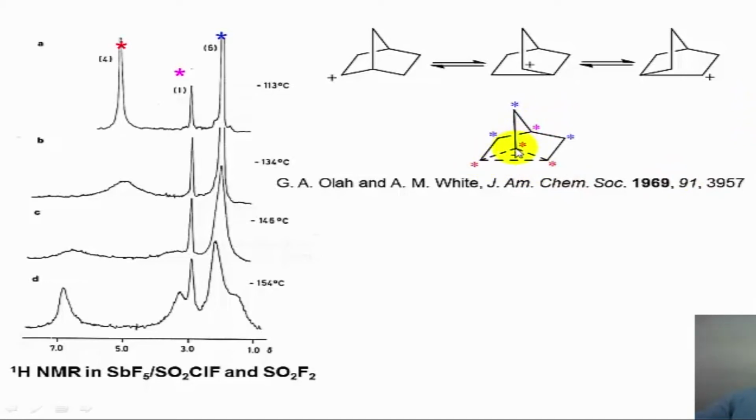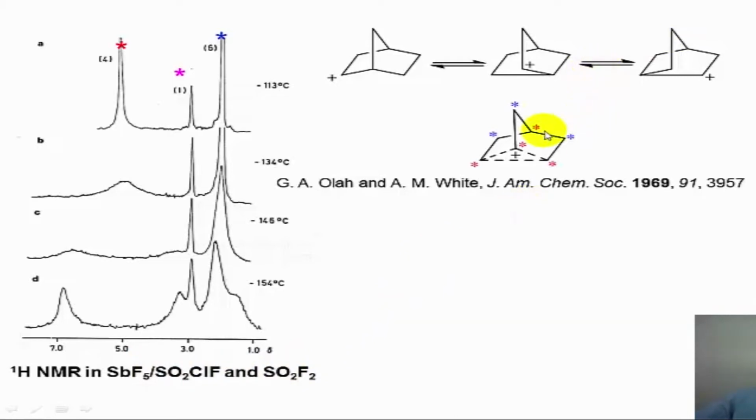In other words, the front three hydrogens are equivalent in nature, and the 3 methylene bridges are also equivalent in nature. Finally, this methine hydrogen is distinctly different from the rest of the hydrogens. So if one were to look at the proton NMR spectrum in a non-nucleophilic solvent, which is a magic acid solvent, which consists of antimony pentafluoride and a sulfur chlorofluoro compound, sulfuryl chlorofluoride is used as a solvent for this study, or sulfuryl fluoride.